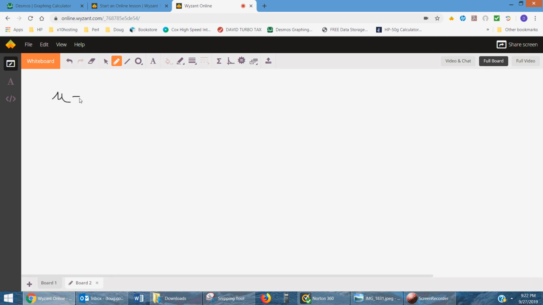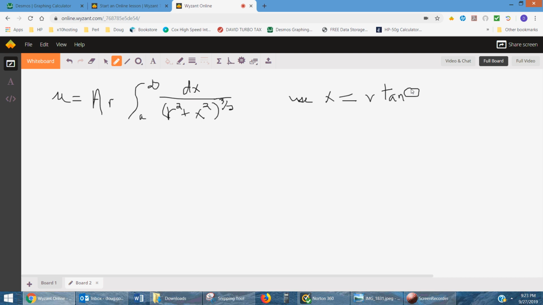We're told that u is equal to a times r, the definite integral from a to infinity of dx over the quantity r squared plus x squared to the 3/2 power. And we're told to use x equals r tangent theta. Now, how you would know to do that without that hint would probably require you to have read a chapter or done some problems dealing with trigonometric substitutions and recognizing that that might work in this case.